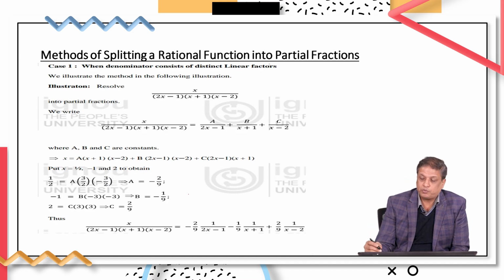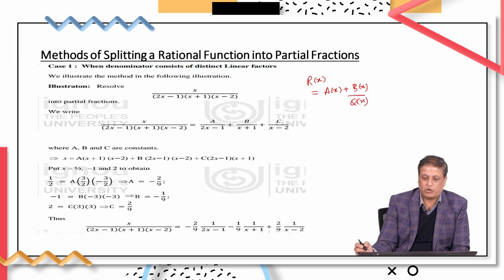Now, how do we split a rational function into partial fractions? We learned that if the rational function is improper, then we need to split the rational function R(x) into the form A(x) plus B(x) upon Q(x). In our previous slides, we learned about this.